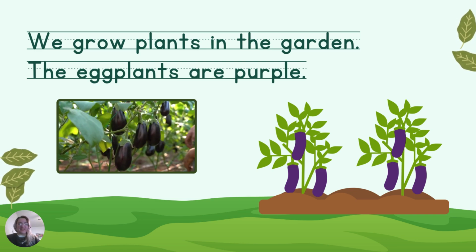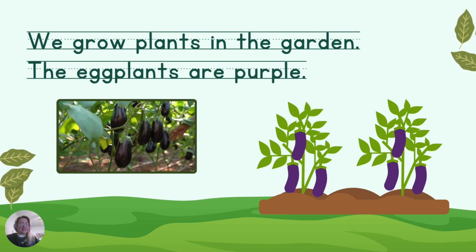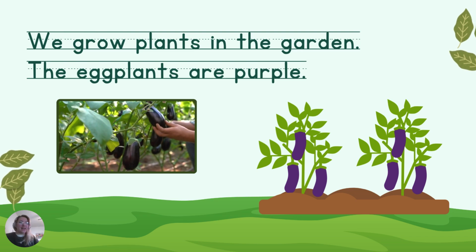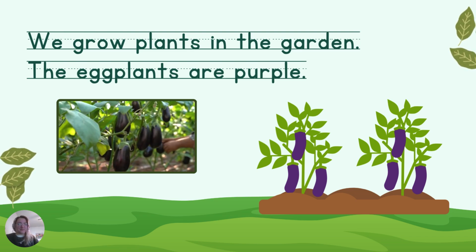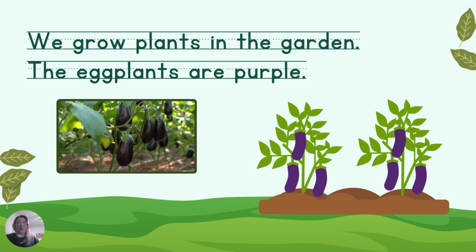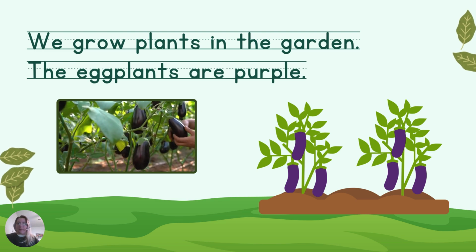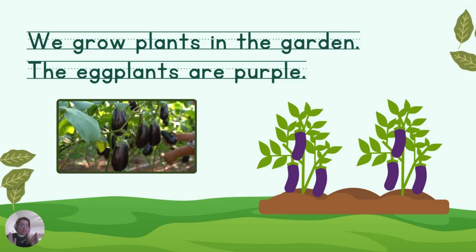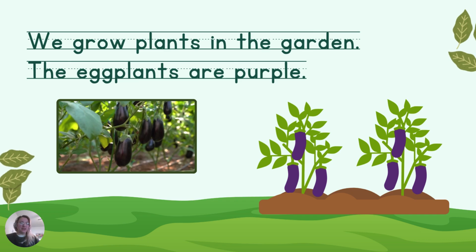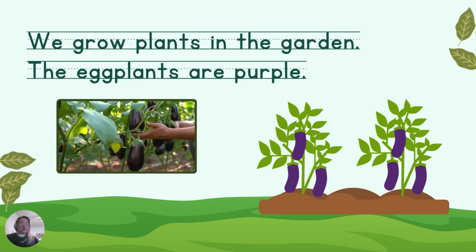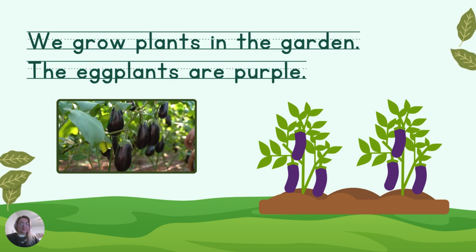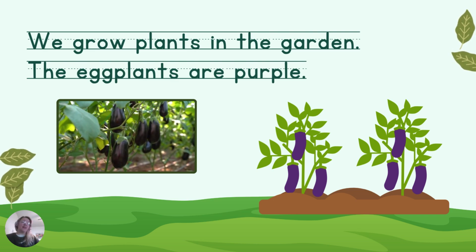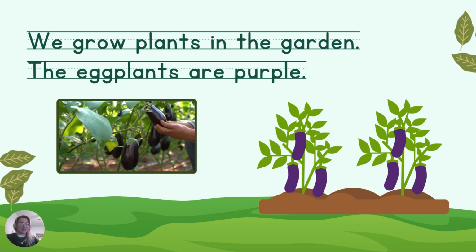We grow plants in the garden. The eggplants are purple. These plants here are called eggplants. This is a special type of word. It's called a compound word. That's when two words that could be by themselves are smushed together to make a new word. Egg, plant, eggplant. Friends in other countries, you might have a different name for this vegetable. You might call them aubergine.